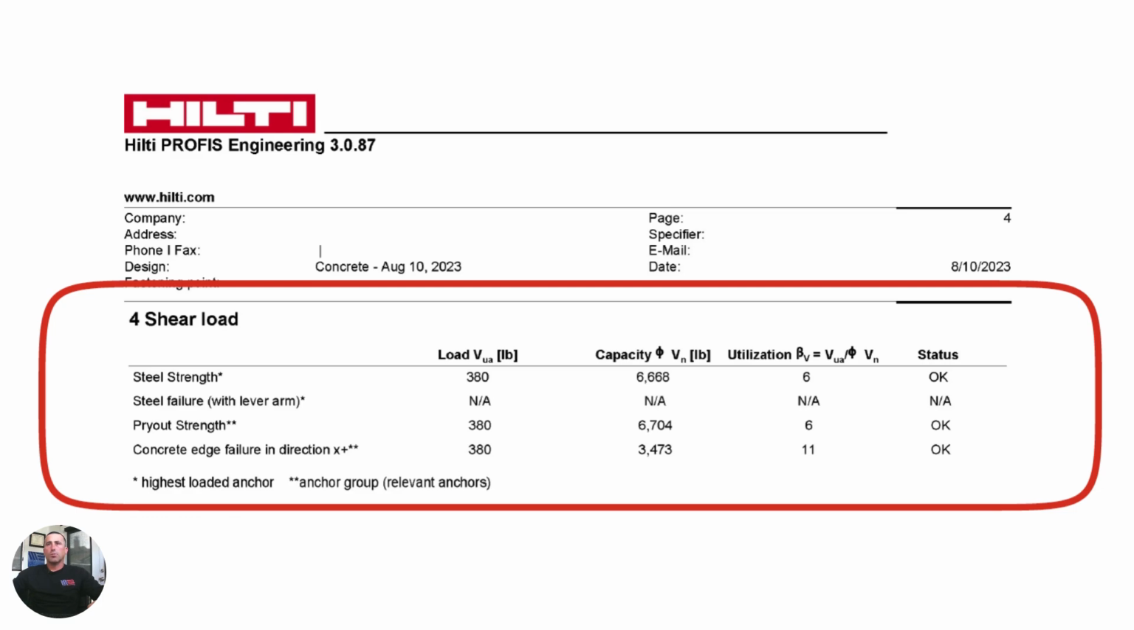Coming down here to pry out strength, same idea, taking these 2 numbers, dividing them, 6%. Concrete edge failure in direction. Coming down here, 380 divided by 3473 is 11, so 11%. So all those checks come out good. And those are just a few of the checks. We use the Hilti software, and I think there's like 6 pages of Hilti calculations doing all these different checks for tension, shear, concrete, etc.